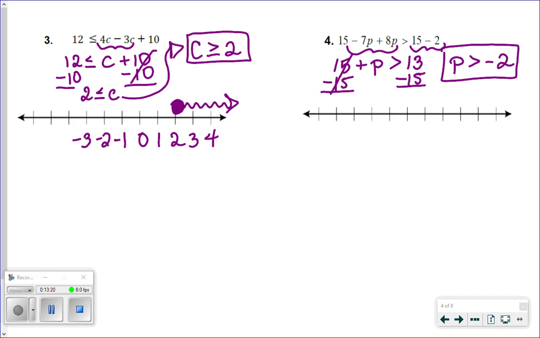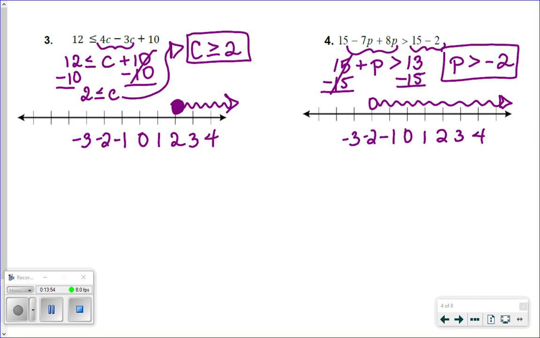And then we graph it. So I'll establish where my 0 is, negative 1, negative 2, negative 3. Just come up with a few numbers here to establish a pattern. Find your boundary number. In this case, it's that negative 2. Open or closed circle here? Well, it's all the p's that are greater than negative 2. It doesn't say it's including them, so I'm going to leave that as an open, empty circle. And I'm shading to the right. Okay. So all of those values that are greater than negative 2 are now shaded in.